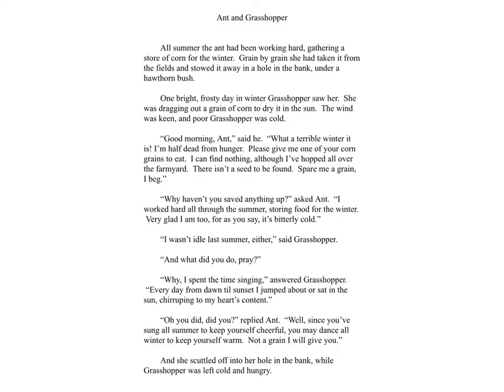And we're beginning with the stage directions here, and it describes the setting where we are. All summer the ant had been working hard, gathering a store of corn for the winter. Grain by grain, she had taken it from the fields and stowed it away in a hole in the bank under a hawthorn bush. We have some really good setting information here.